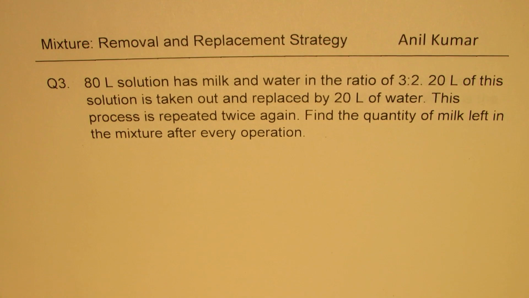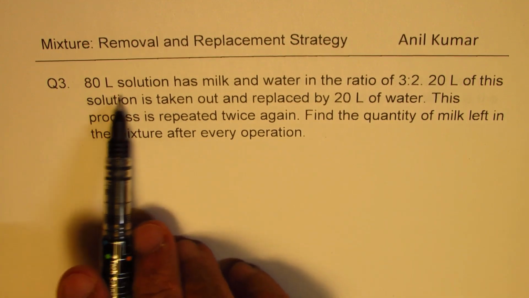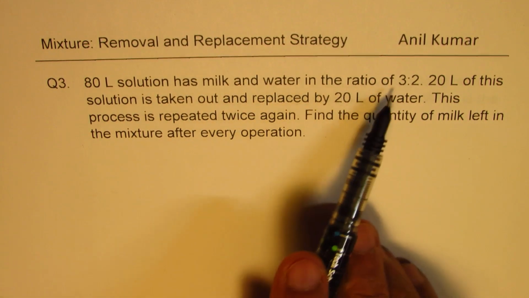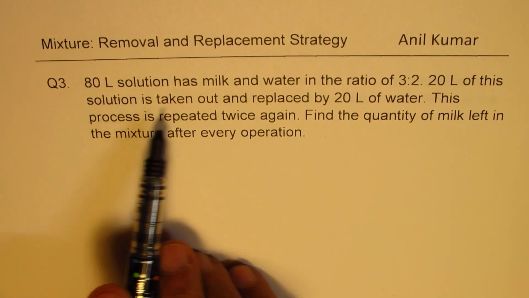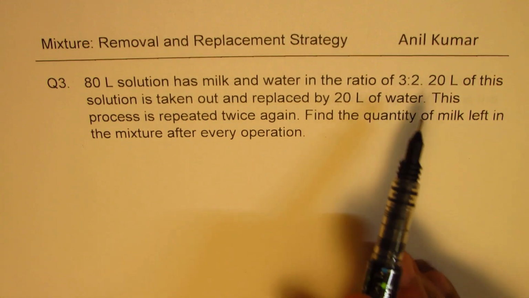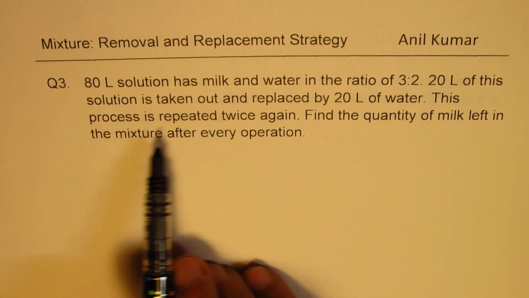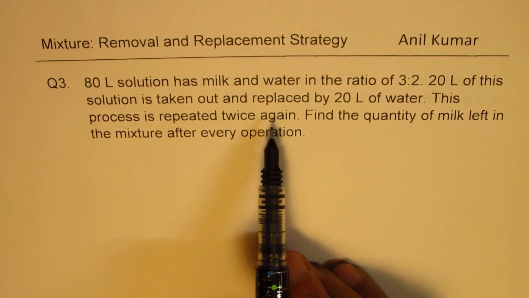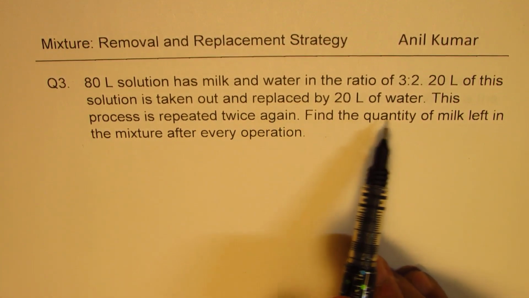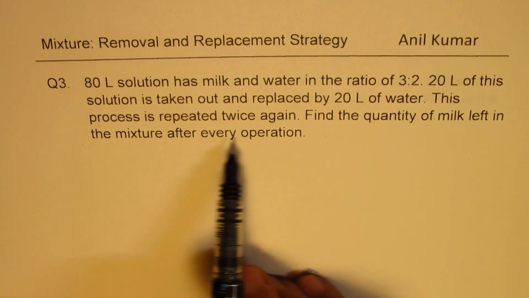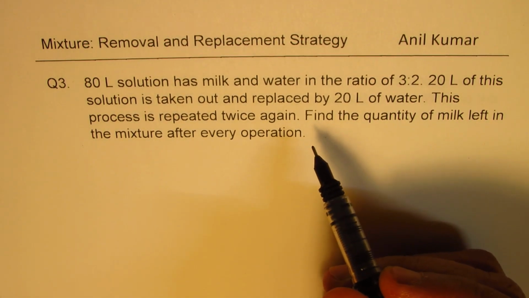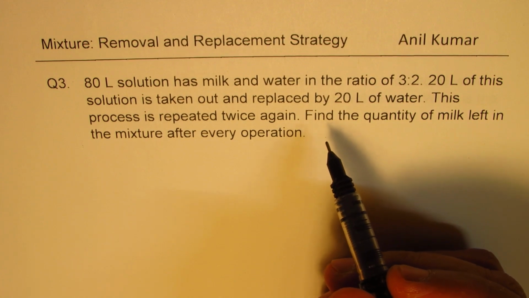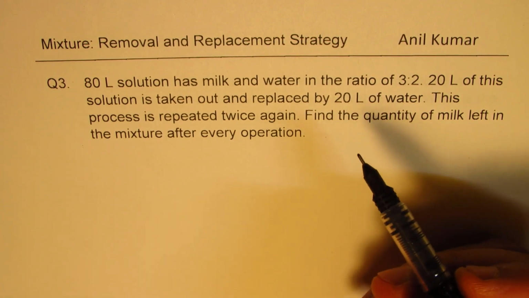Here is question number 3, which says 80 liters of solution has milk and water in the ratio of 3:2. 20 liters of this solution is taken out and replaced with 20 liters of water. This process is repeated twice again, that means a total of 3 times. Find the quantity of milk left in the mixture after every operation. So we want to do it after every operation, so you can go in steps and do it in all the operations. Normally, 1 or 2 operations are good enough.